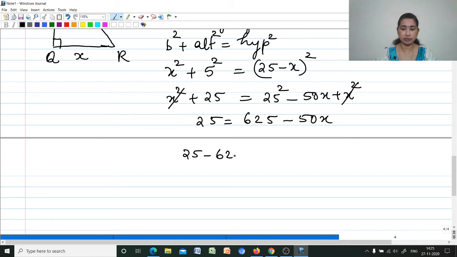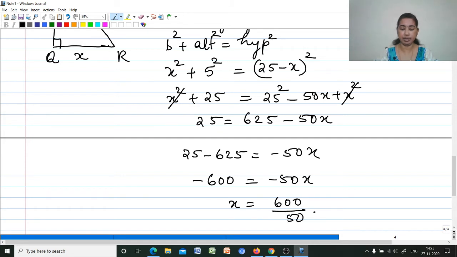Then 25 is equal to 625 minus 50x. Simplifying, taking 625 to the left side, we get 25 minus 625 is equal to minus 50x, or minus 600 is equal to minus 50x, or x is equal to 600 divided by 50, that is equal to 12.